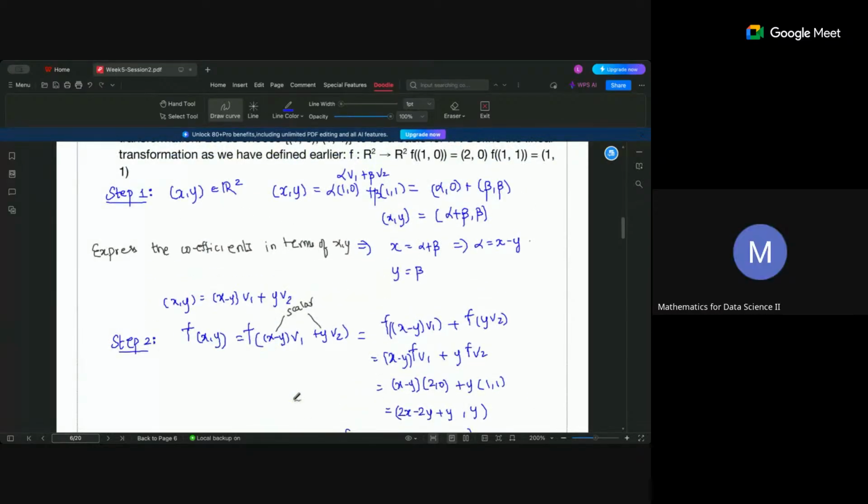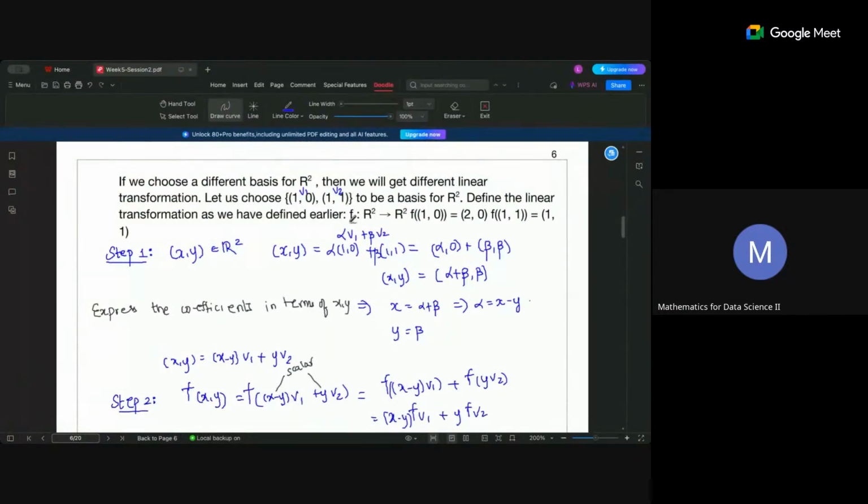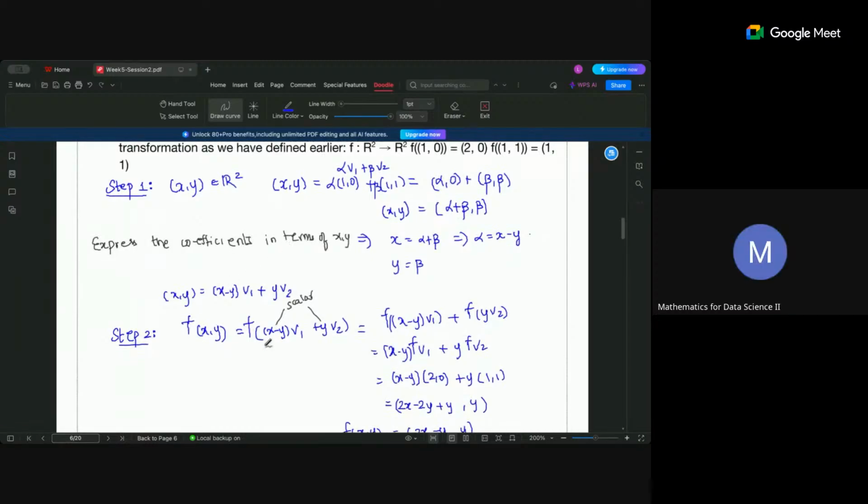Clear. See, if you are given a transformation and the images of the basis elements, first you take a random element from the domain, express it as a linear combination of the given basis, and express the coefficients of the basis elements in terms of the variables in your vector. Okay? And the next step, apply the transformation to the random element's linear equation. We just express the coefficients in terms of the random variables we took.